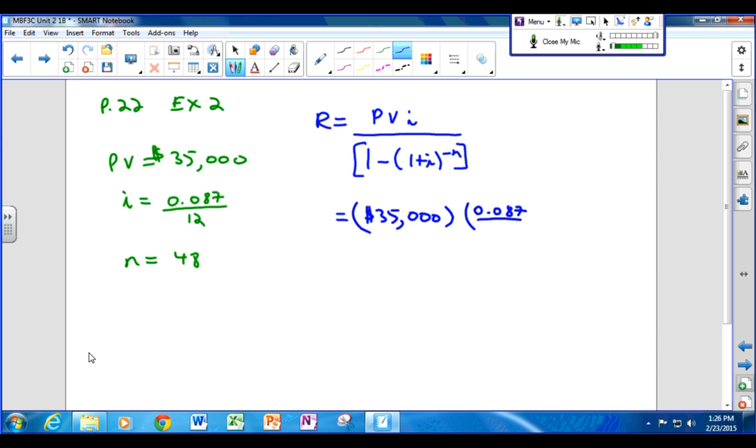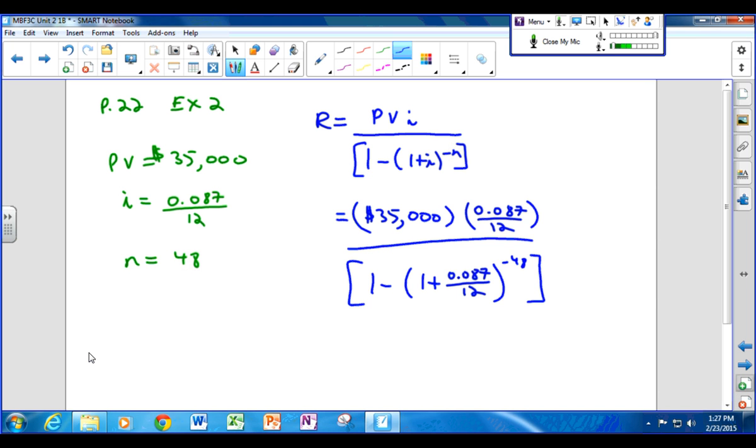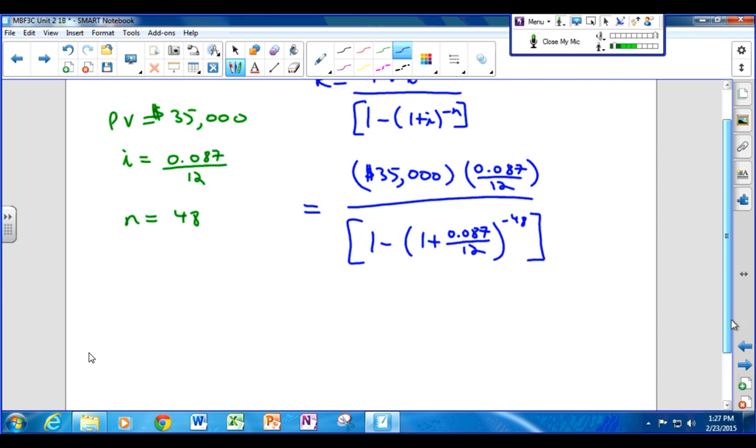So R equals 35,000 times 0.087 divided by 12, and then in the denominator it's 1 minus (1 plus 0.087 over 12) to the power negative 48. Okay, so far so good. And I'm just going to add my equal sign. Usually, and it's another formatting style thing, if it's a fraction like this, the equal sign goes in line with the fraction line.